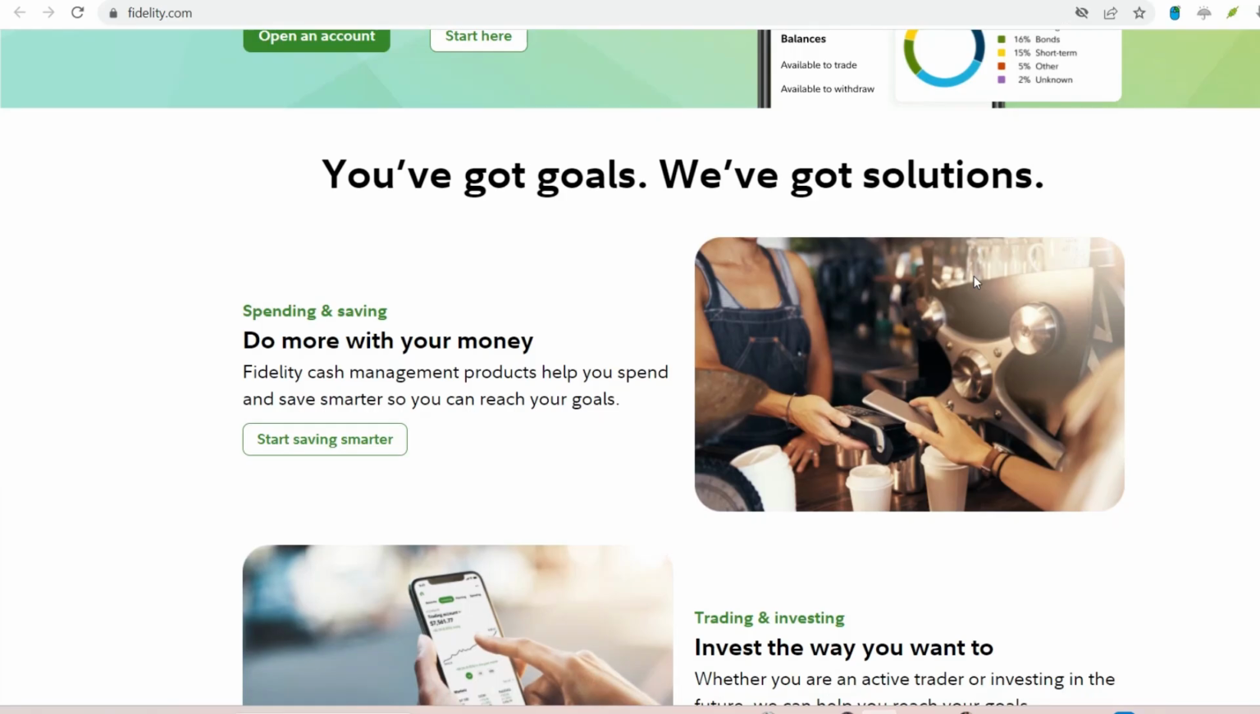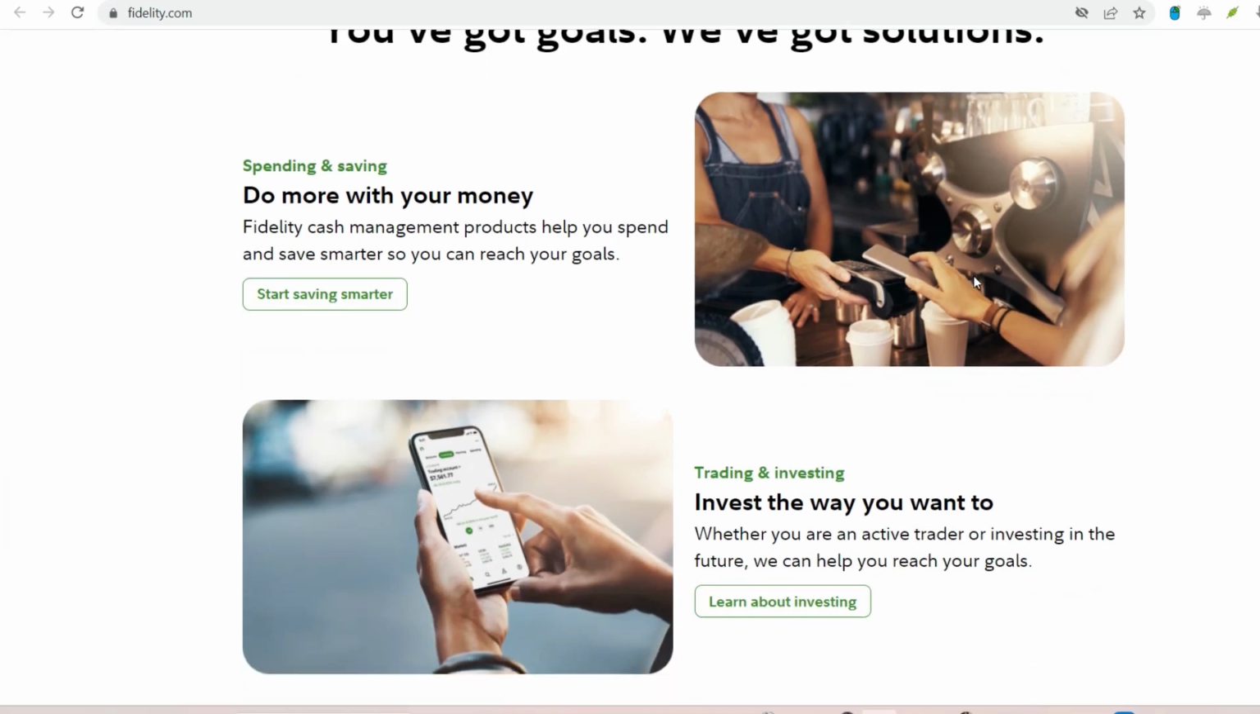Step number six, hold on tight. Once you've bought your crypto, it's yours. Now you can hold on to it, wait for the price to go up, and hopefully make some money.